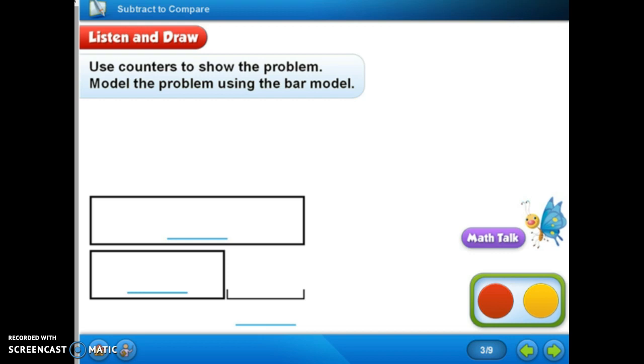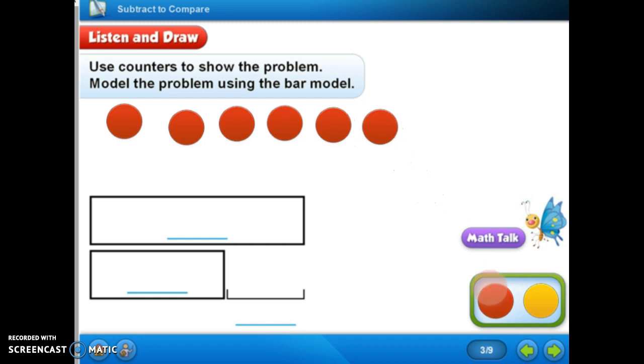Mindy has 8 puzzle pieces. So I'm going to add 8 counters to start my picture. You should draw 8 circles. 1, 2, 3, 4, 5, 6, 7, 8. All right, so that's the start of our picture.